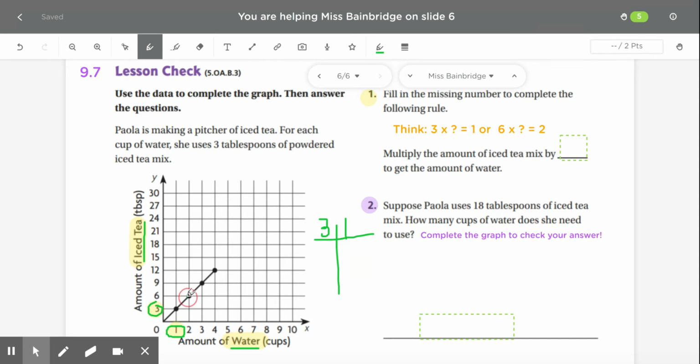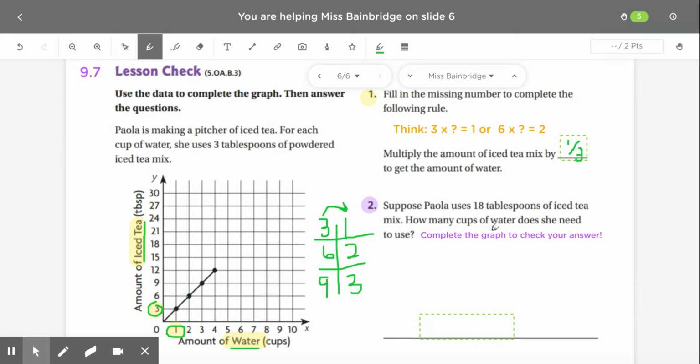Let's look at that next dot. 6 goes in, 2 comes out. The next one, 9 goes in, and 3 comes out. Well, it looks like my outputs are actually getting smaller. So I must not be multiplying by something bigger than 1. Instead, I'm actually multiplying by something smaller than 1. So I want to think about a fraction. 3 times 1/3 gets me to 1. 6 times 1/3 gets me to 2, and so on.